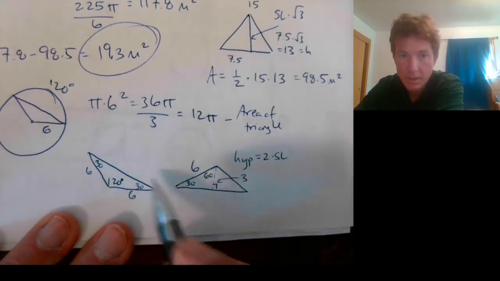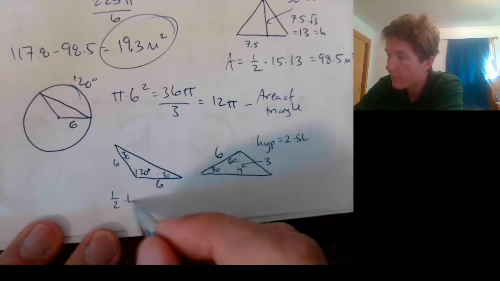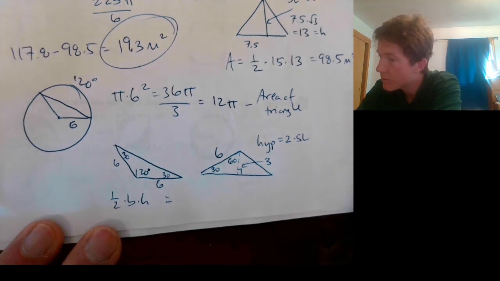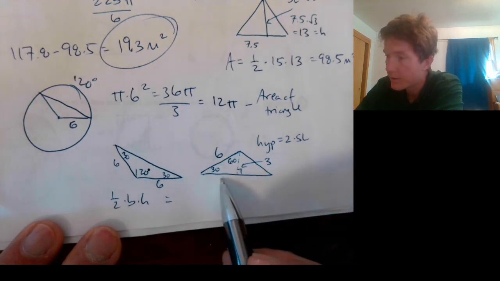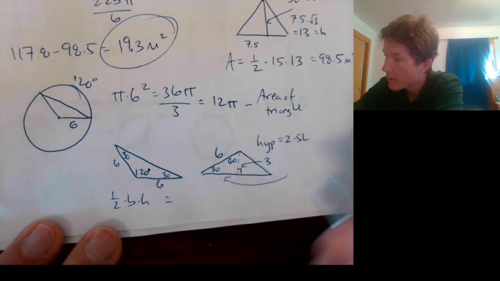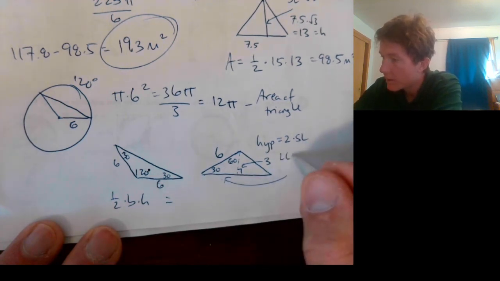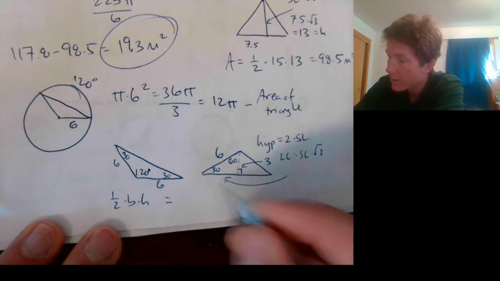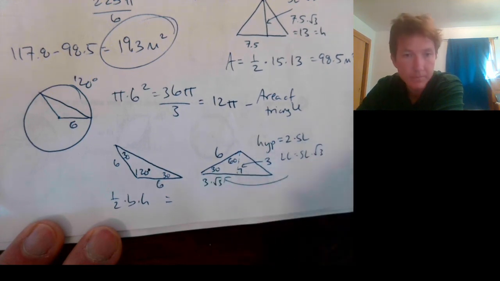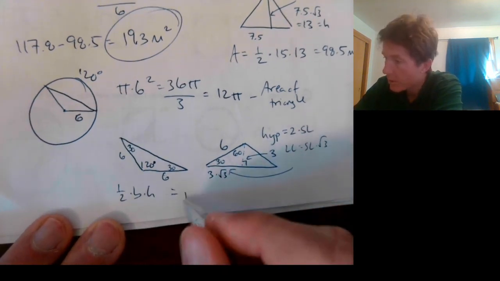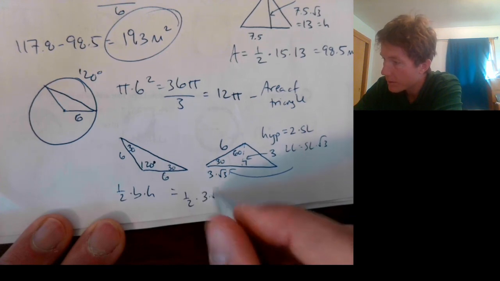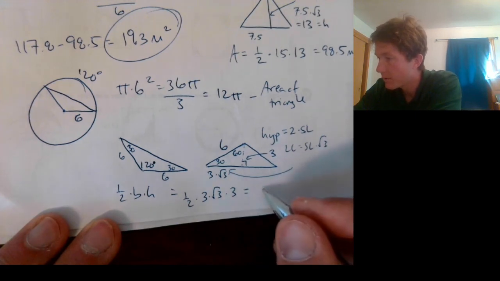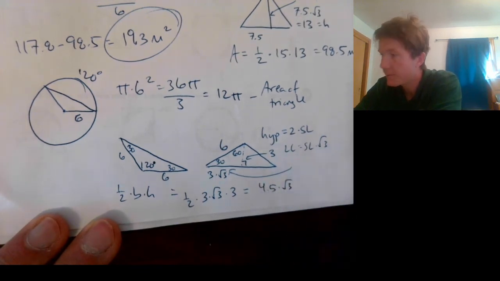So to get the area of this triangle, 1/2 base times height. Your base, oh, we still need to find this one. So the base, or the longer leg, is going to be equal to the shorter leg times root 3. So this base here will be 3 times root 3. So the area of this triangle will be 1/2 times 3 times root 3 times 3. That comes out to 4.5 times root 3.